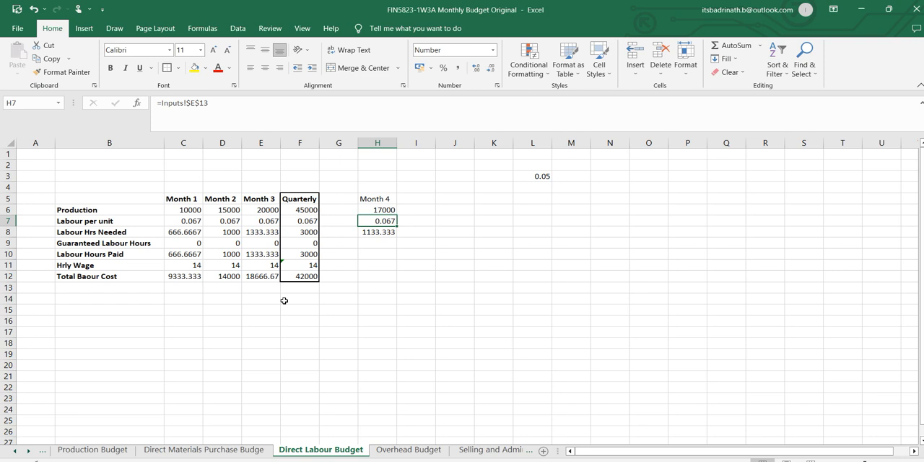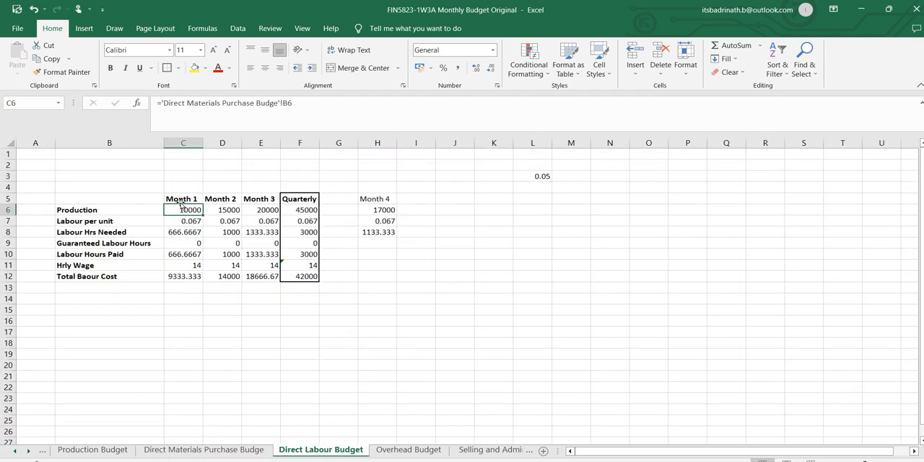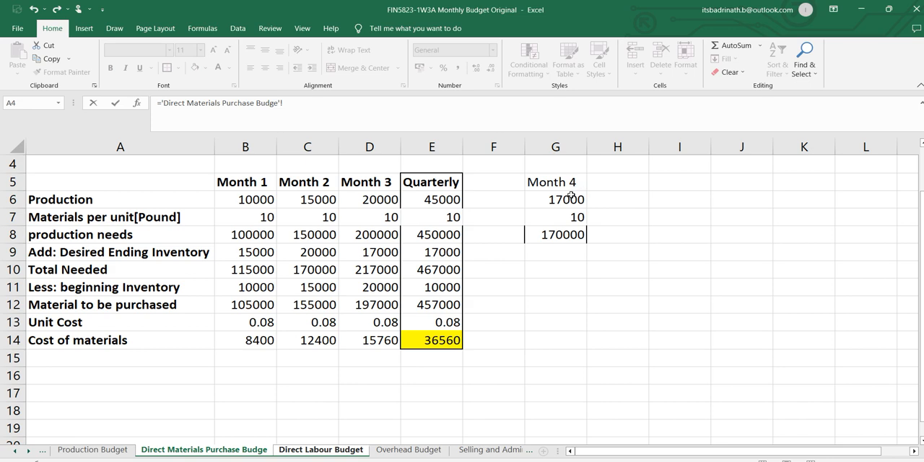So now let's calculate this one. Labor per unit, the labor hours required per unit. Since it is asking for per unit, we take the per unit value again. So rather than going to the reference sheet again, we take it from the previous calculations. I took the month one units and simply dragged it across. We get all the 3 months values, and for the fourth month, I go to the direct materials page and select it.